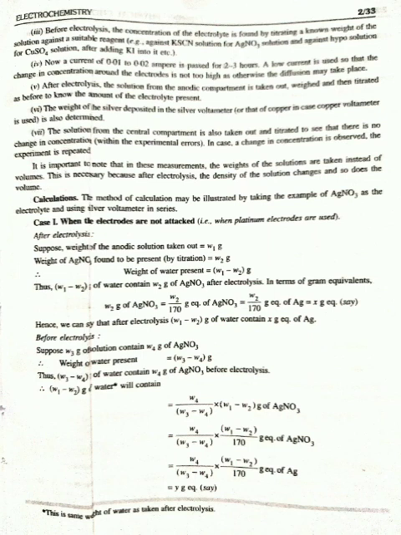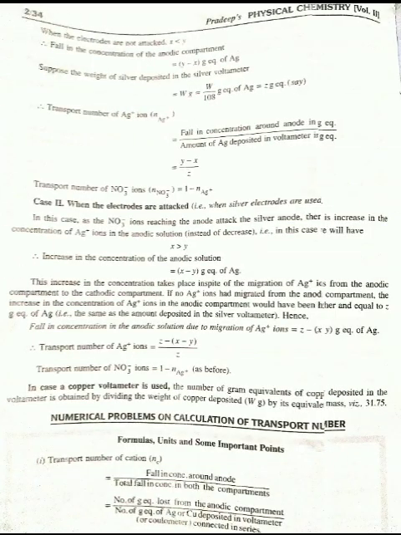Therefore, the weight of water present is equal to W3 minus W4 gram. Thus, W3 minus W4 of water contains W4 of AgNO3 before electrolysis. Therefore, W1 minus W2 gram of water will contain W4 upon W3 minus W4 into W1 minus W2 gram of AgNO3, which is equal to Y gram equivalent. This is the same weight of water as taken after electrolysis.